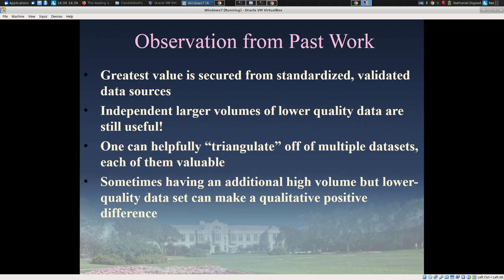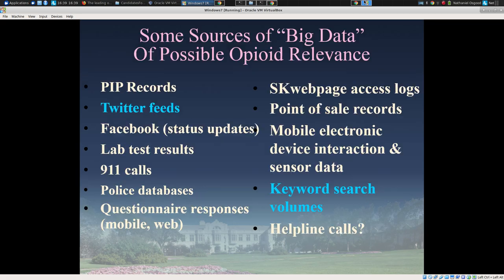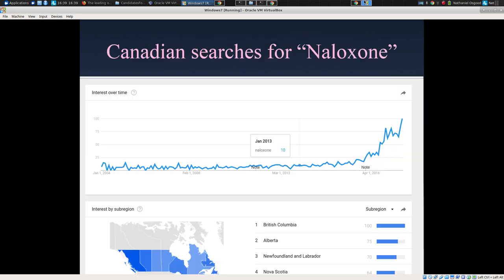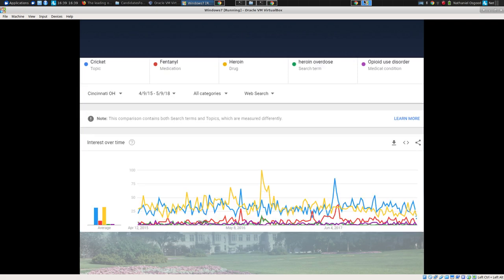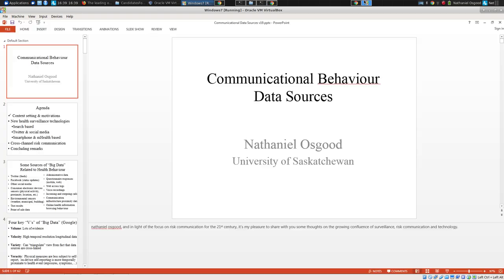So I mentioned earlier, the greatest value, in our opinion, comes from standardized validated data sources. But we have found that larger volumes of lower quality data are still very useful. They provide an opportunity to triangulate. And having additional high volume but lower quality data sets can sometimes make a real difference in the insights that you can get from it. I could show that, but I think I'll stop there. So that was some comments on communicational behavior.